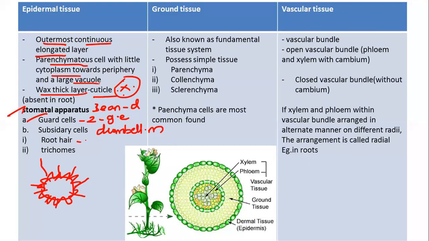When we talk about root hair, it is unicellular, and root hair function is absorption of water and minerals from the soil. And trichomes are multicellular, and their function is to prevent water loss due to transpiration, and they also help in secretory actions. Don't forget this: root hairs are unicellular and trichomes are multicellular. Root hairs absorb water and minerals, whereas trichomes prevent water loss due to transpiration.